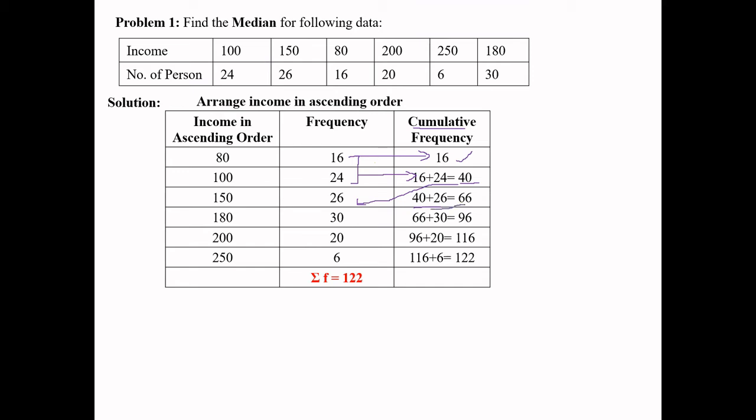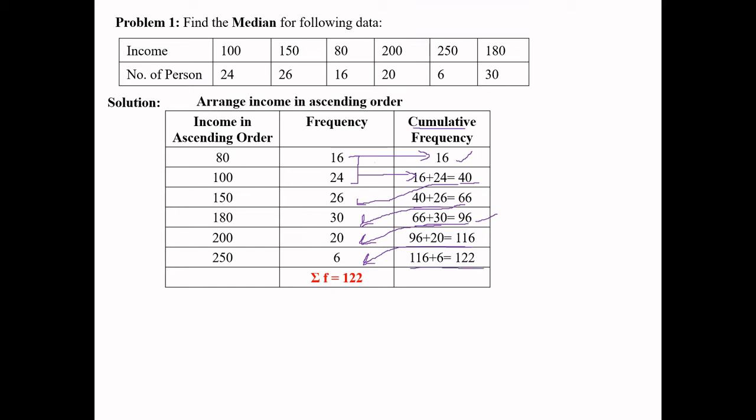Now add 66 and the next frequency, which is 30. So 66 plus 30 is 96. 96 plus 20 is 116. 116 plus 6 is 122.